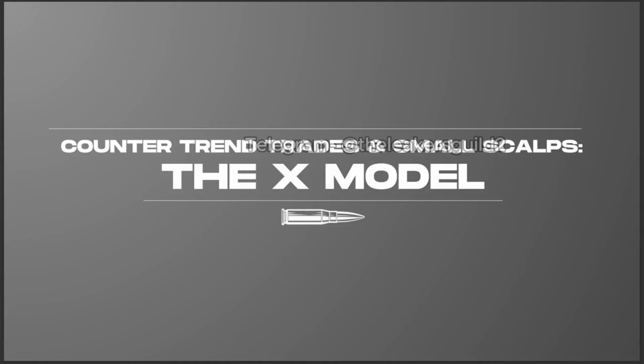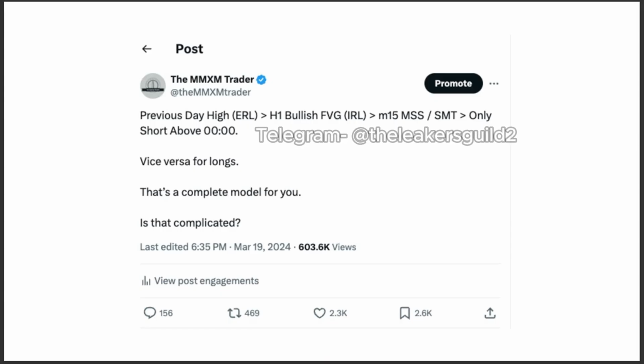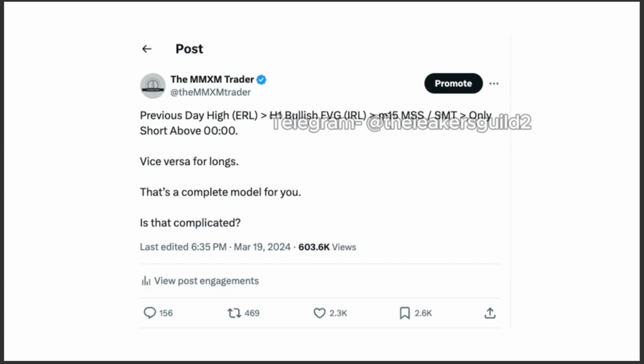So now let's talk about counter trend trades and small scalps. We're going to be specifically talking about the MMXM Trader's Twitter model, the X model. So here we have the tweet, right, outlining what the exact model is. We want to see a previous day high or low, that is an external range liquidity pool, into a 1 hour bullish or bearish fair value gap, which is internal range liquidity.